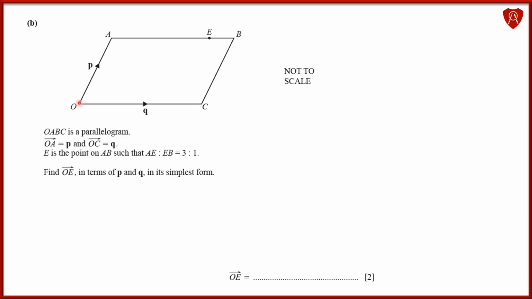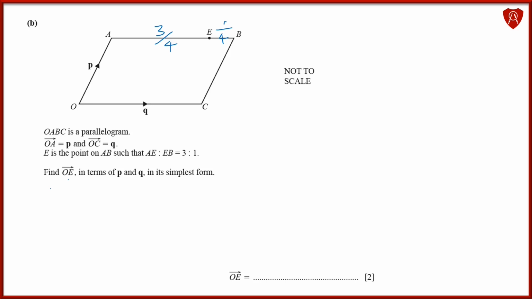Part B. OABC is a parallelogram. OA is equal to vector P. OC is equal to vector Q. E is the point on AB such that AE to EB is 3 to 1. That means we have 3 parts here out of 4 and 1 part out of 4. Find OE in terms of P and Q in its simplest form.